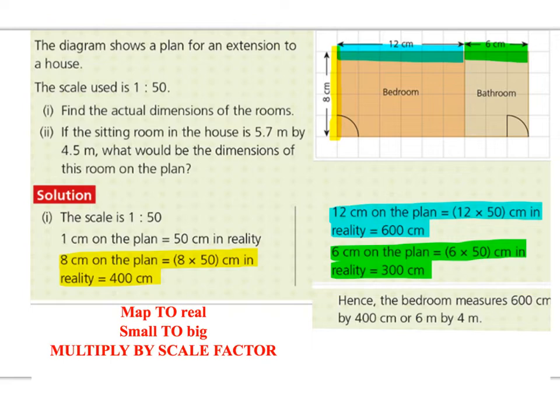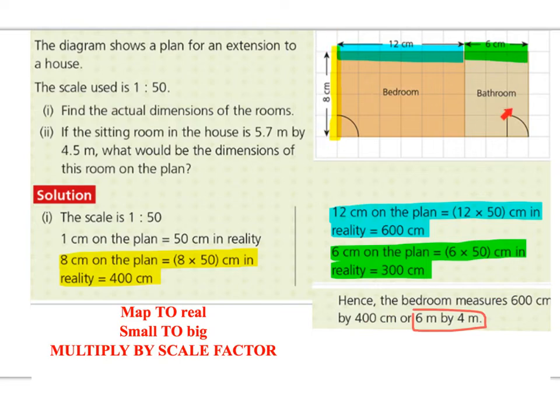And changing from centimetres into metres, we divide by 100. So 600 divided by 100 is 6 metres. And 400 divided by 100 is 4 metres. So the dimensions of the bedroom is 6 metres by 4 metres in real life. So instead of using the word by, you could have put a multiplication symbol if you wanted. So in real life, the bedroom is 6 metres by 4 metres.